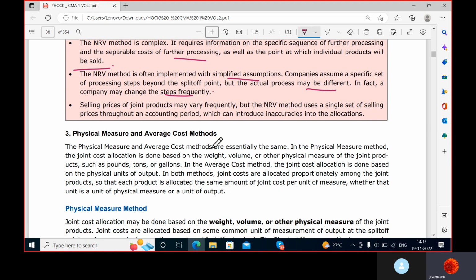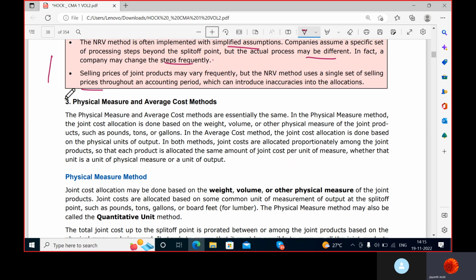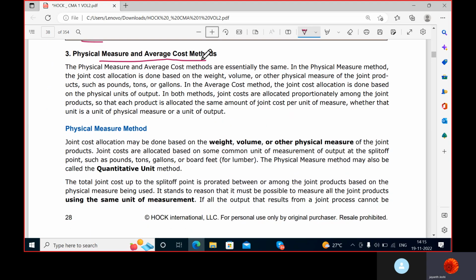Depending upon the scenario or situation, things can change. Selling price of joint products may vary frequently, but the NRV method uses a single set of selling prices. That means different products may have different selling prices, but here you are estimating one selling price, so there is less chance of any frequent fluctuations.